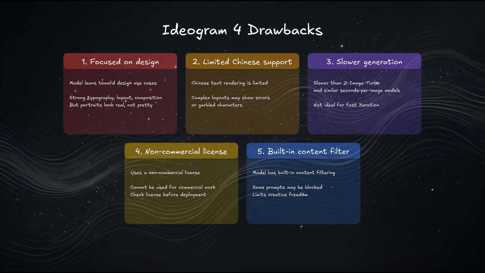The downsides, though, are pretty obvious. First, it leans more toward design work, so portraits are relatively weaker. Second, Chinese support is just so-so. Third, generation speed is not great, and it cannot compare with Z-Image Turbo, which cranks out an image in seconds. Fourth, the license is non-commercial, and it has a built-in content filter, though it is not too strict. At least in my own testing, a bikini girl renders fine.